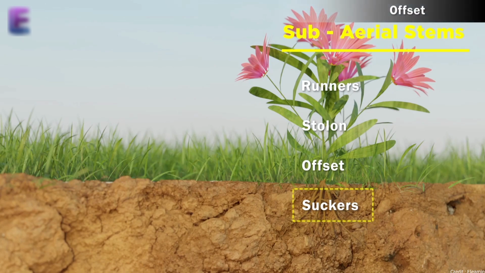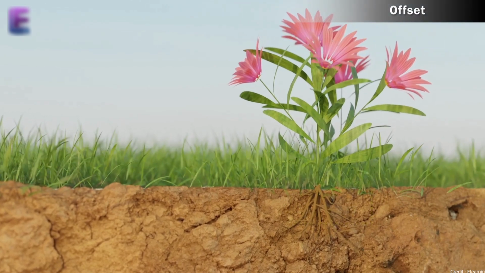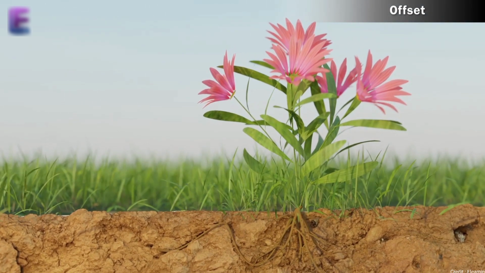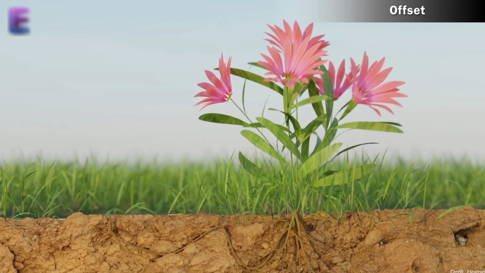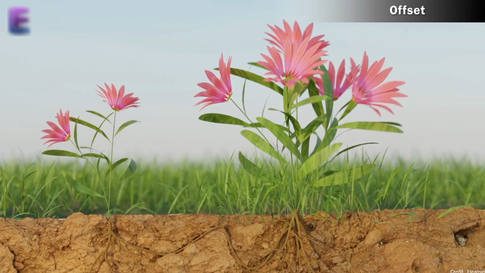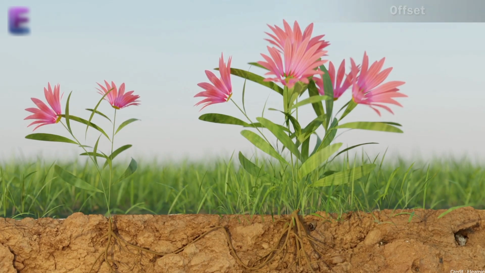D. Suckers. In chrysanthemum, the lateral branches originate from the basal and underground portion of the main stem, grow horizontally beneath the soil, and then come out obliquely upward. These are called suckers.